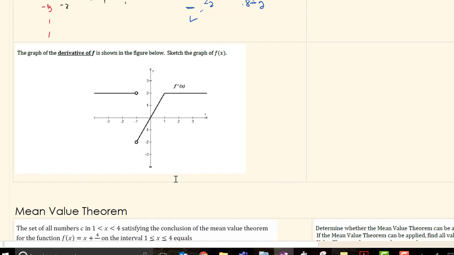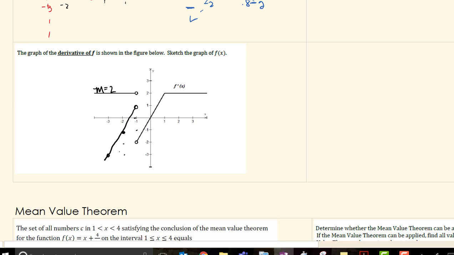Very last but not least, the graph of the derivative f' is shown in the figure below. Sketch the graph of f of x. So here is my f prime. Remember that derivatives tell you the slope. So right here, this is a slope of 2. It does not really matter where your line segment starts or stops, but you do need to have a slope of 2. So I'm going to use the point (-1, 1), and I'm going to go down over 1, and then get that slope of 2.